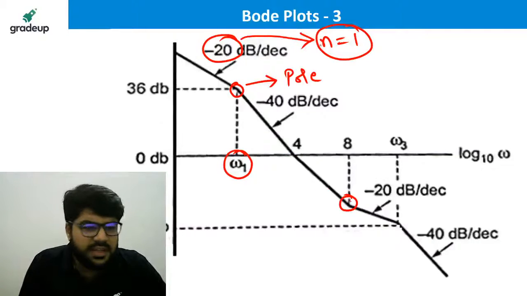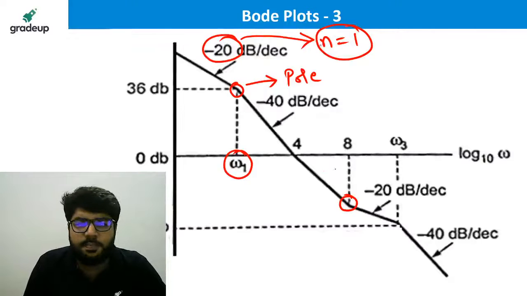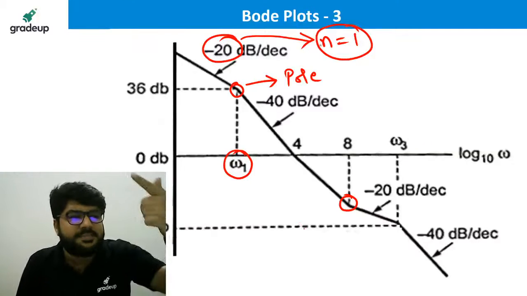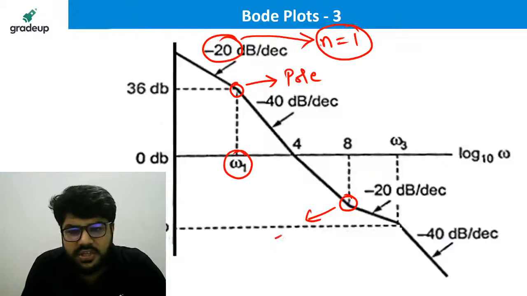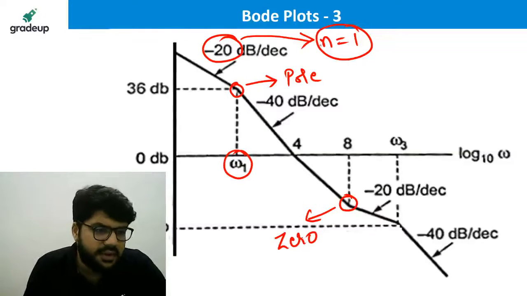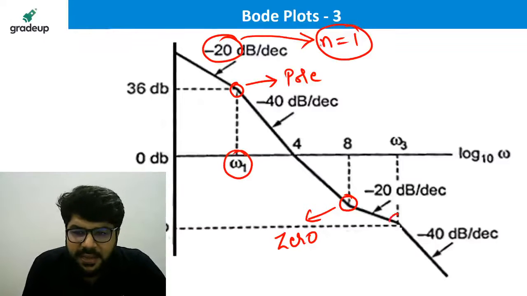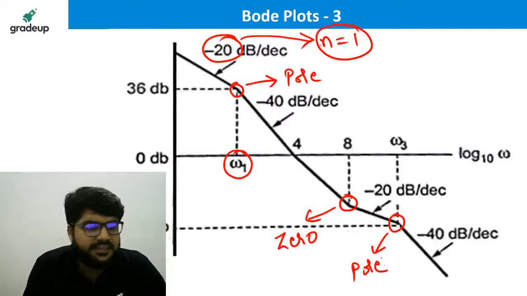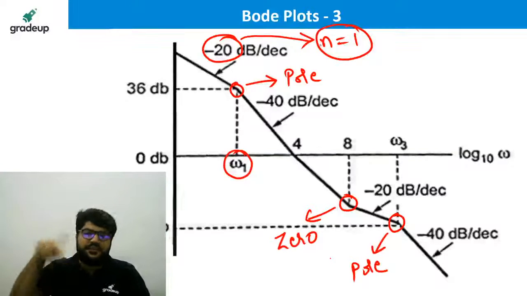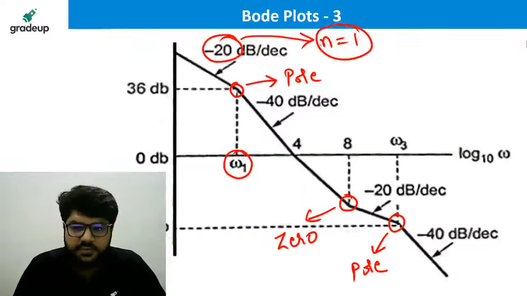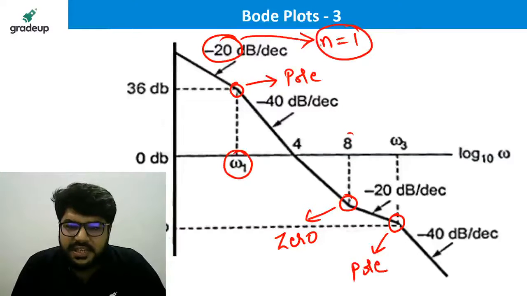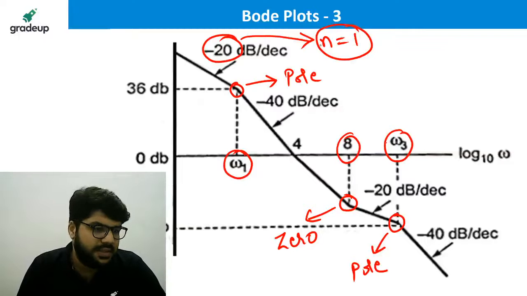So now here also there is a slope change, minus 40 to minus 20. That means the slope increases by plus 20, so this should be a zero term. Now we are doing reverse analysis. Then here minus 20 to minus 40, the slope again decreases, so it is a pole. Whenever the slope increases it is a zero, whenever it decreases it is a pole. Zero at the frequency 8 and pole at the frequency omega 3.